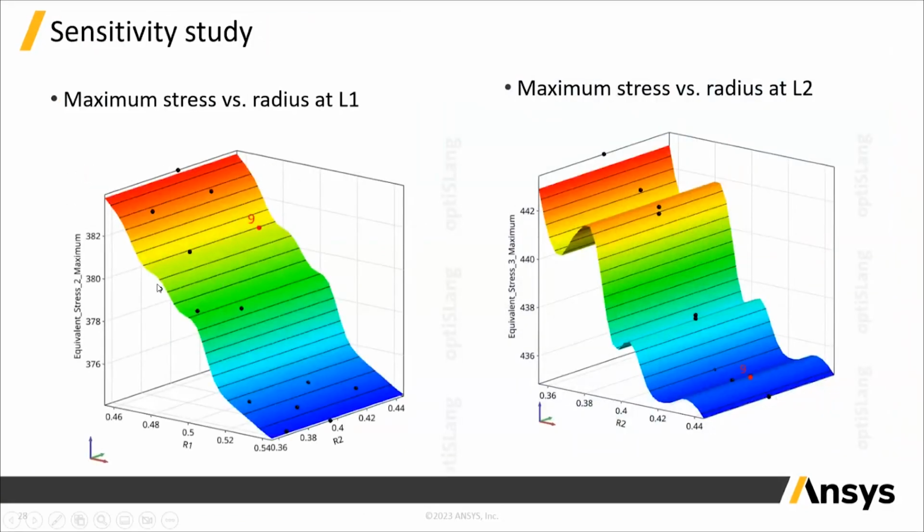In the first plot, we show the sensitivity study performed and the result between the equivalent stress around the layer 1 magnet and the radius of that pocket. What we found is that with the increasing radius, the equivalent stress keeps going down. And we also see a similar trend between the round and the stress around the round at the layer 2 magnets. With the radius increasing, the stress goes down. We see some fluctuation here. We suspect this is due to numerical noise.